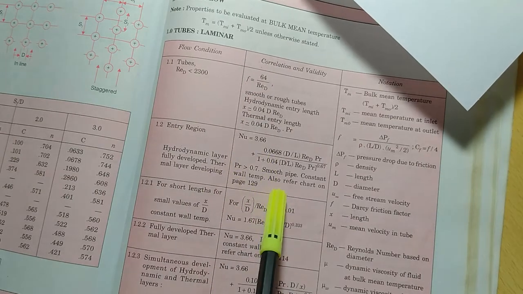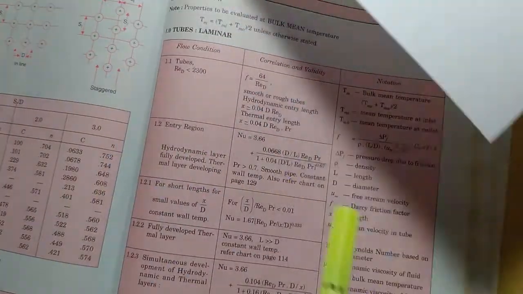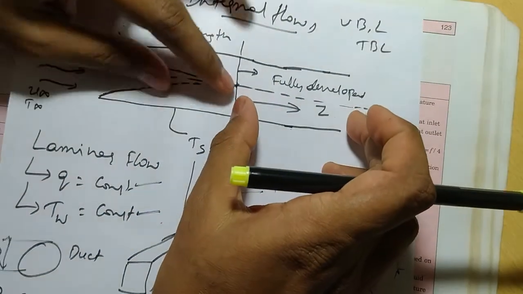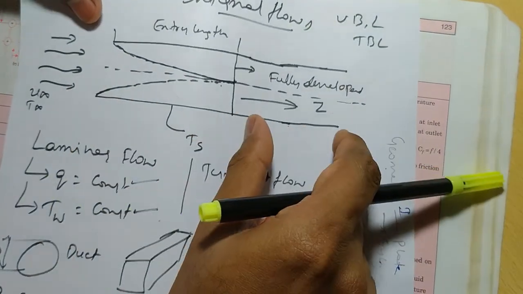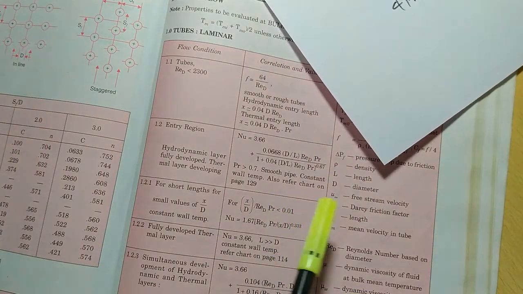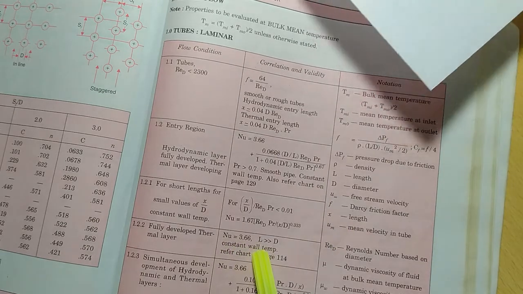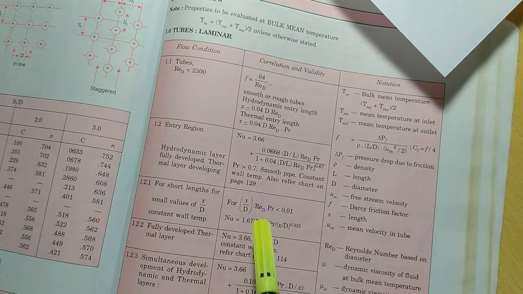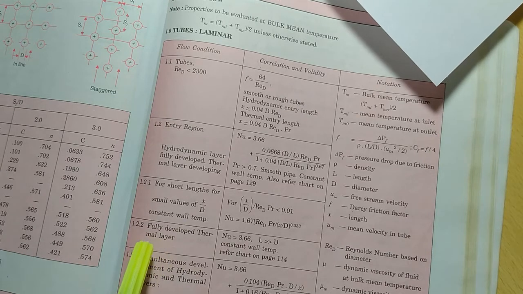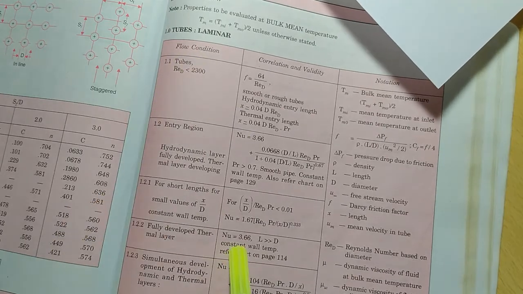For what condition? Here you can see constant wall temperature and considering the entry region, that time this equation should be used. Suppose you consider a fully developed flow, suppose you are neglecting this one and considering only this one, and the condition is laminar flow and constant wall temperature condition, that time you have to use Nu equals 3.66. Direct answer will be there. There is no substitution. If it is considering fully developed flow, you can see here fully developed thermal layer or fully developed flow for constant wall temperature, and for the laminar case you have to take this equation.